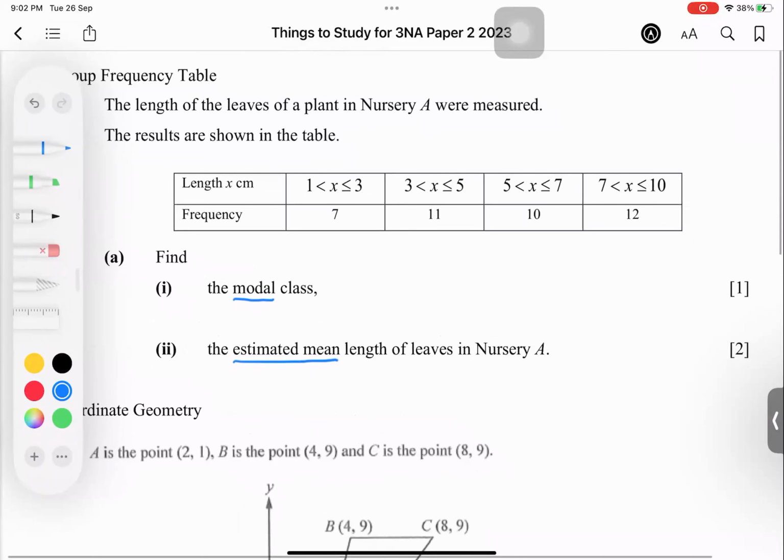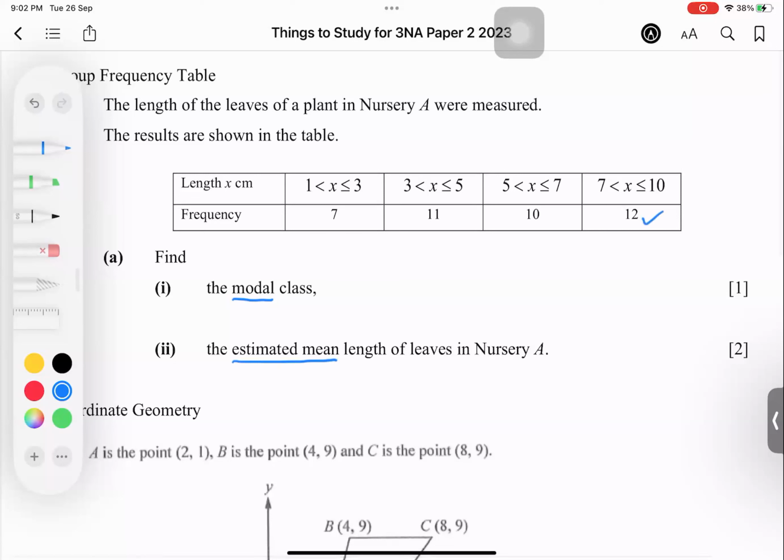The one with the highest frequency is this one, right? So what is the class interval? Copy the whole class interval: 7 less than x less than or equal to 10. Now find an estimated length. To find an estimated length, first, why is it estimated? Because I have no raw data. No raw data, then what do I do? I use the mid value to estimate the data.